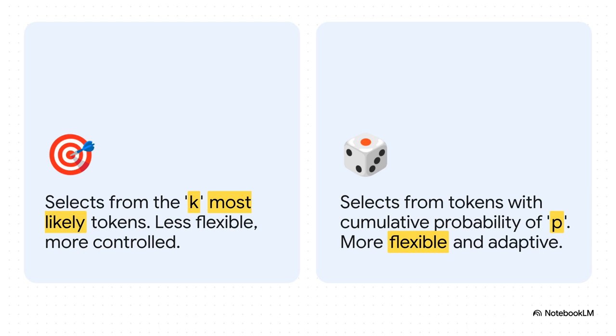Now, besides temperature, there are other ways the model can choose that next token. There's top-k sampling, where it only considers, say, the top 20 most likely options. Or there's top-p sampling, which is a bit more flexible and picks from a pool of words that add up to a certain probability. Really, these are just more dials developers can turn to shape the AI's voice and personality.